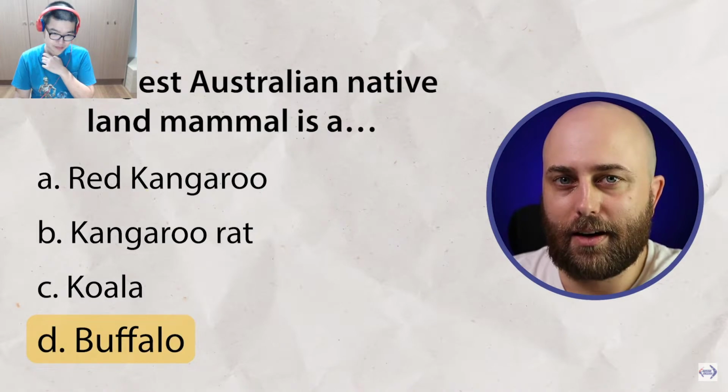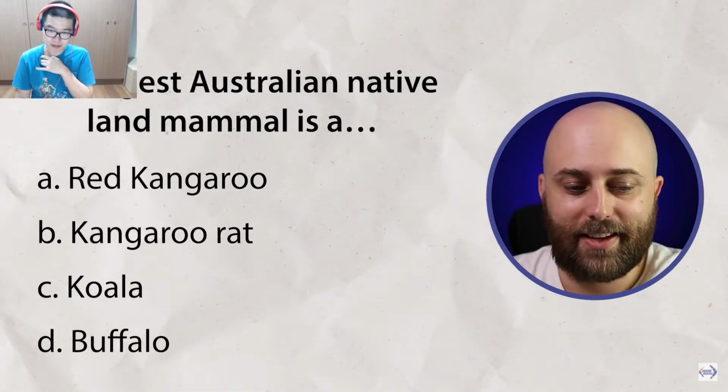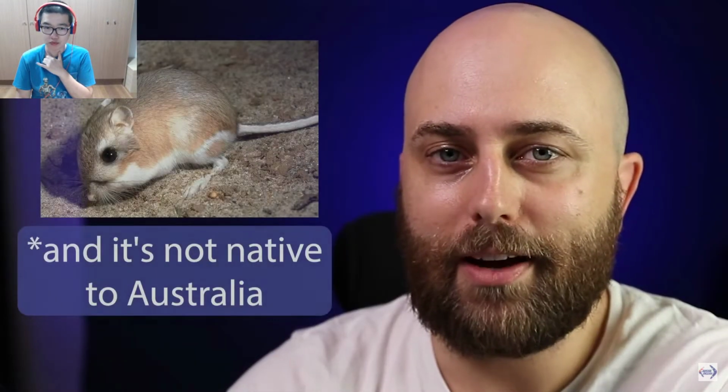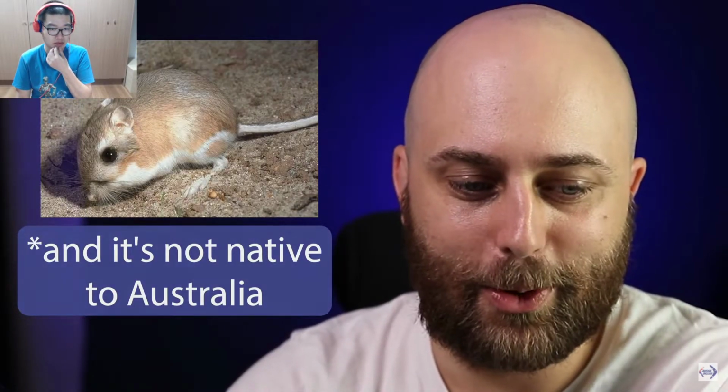D. Buffalo. Do we have buffalo? The answer is A, the red kangaroo. The kangaroo rat is definitely nowhere near as big as a red kangaroo. A koala is about the size of a small, medium-sized dog. And a buffalo, although bigger than a kangaroo, is not a native land mammal to Australia.